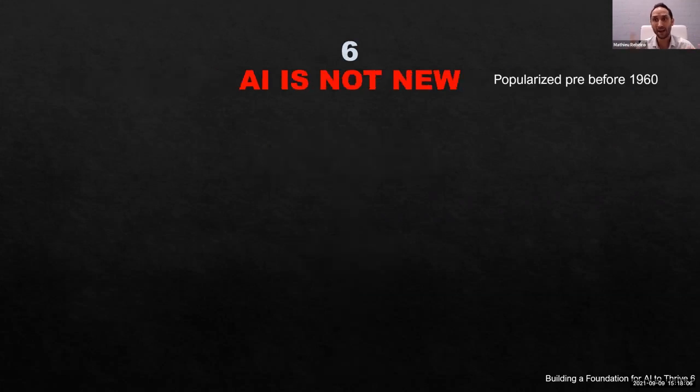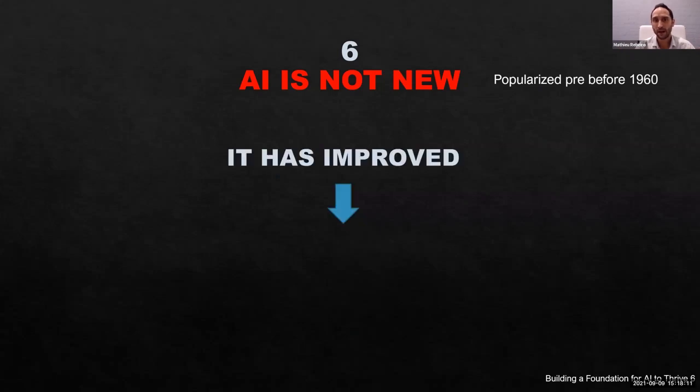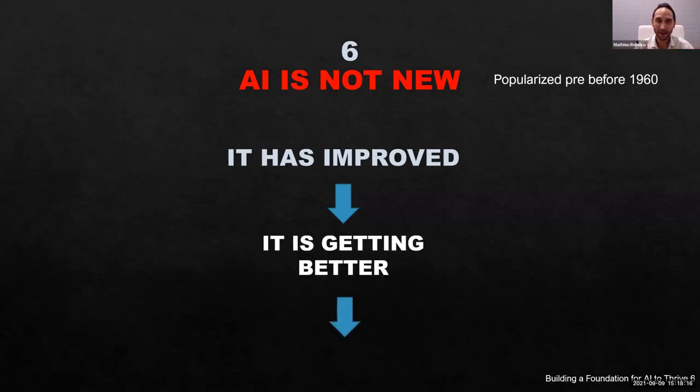Also remember that AI isn't new. It was popularized pre-1960. It has improved since then dramatically. It is getting better right now as we're talking about it. And it will continue to improve and evolve in terms of its capabilities and performance over time with a number of factors. The improvements in hardware and storage has helped to advance this realm of the technology space dramatically. And it will only continue to get better and better. So whatever's available today, just know that it just gets better from here.